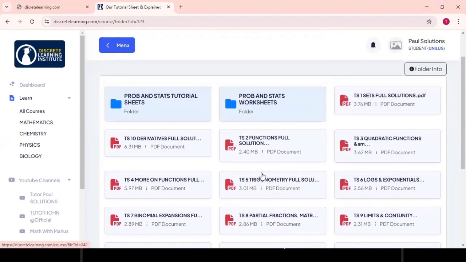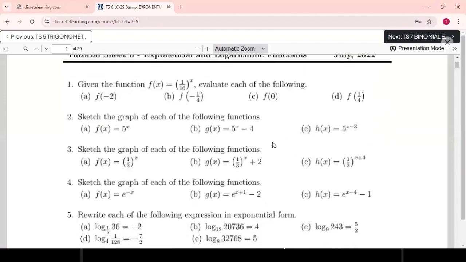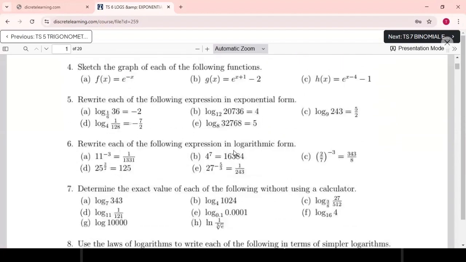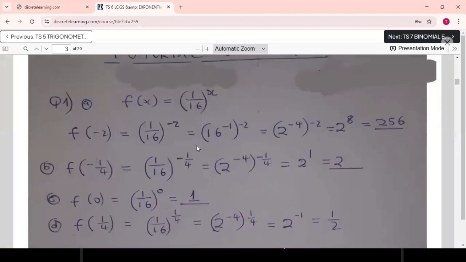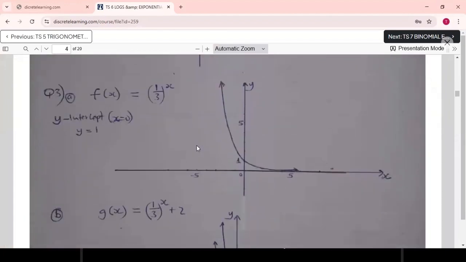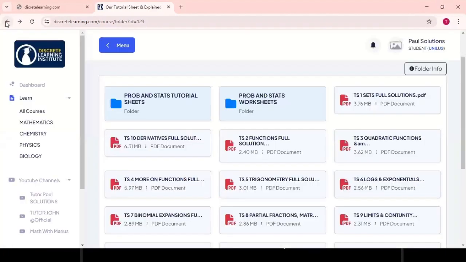So these tutorial sheets here have solutions. So for example, if you want to learn functions, you just have to open this folder here. Okay, let me say I want to open the one for the logs and the exponentials. So you click on it. So it's going to open here. Okay, so you have the questions here. So you can take note of the questions that you have and then try to solve them. And then once you are done, go below the questions there. You're going to find the solutions. So these are the solutions there. So you can learn using them. Okay, so you can go back there.